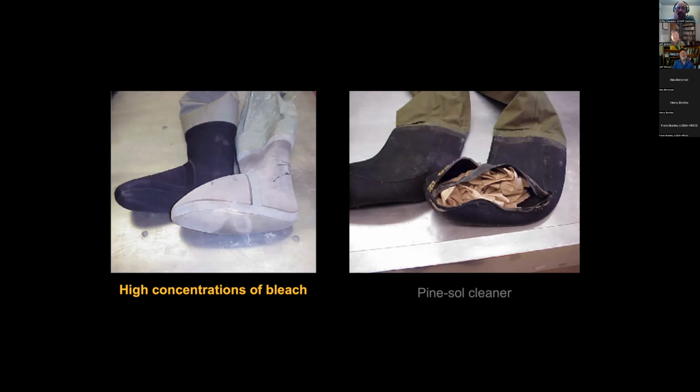Do not use anything except what you're permitted to do, that is quat or bleach. Yes, you can use alcohol, 95% and even 70% alcohol, ethyl alcohol, but if it doesn't say you can on your permit, you can't do it. It's an effective disinfectant, but it has to be on your permit for you to use it.